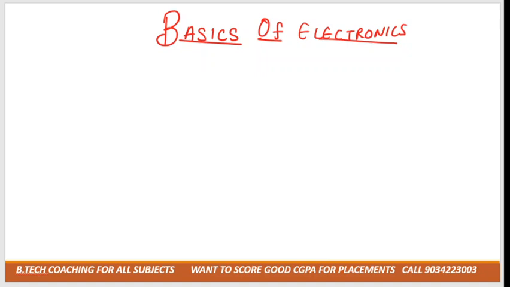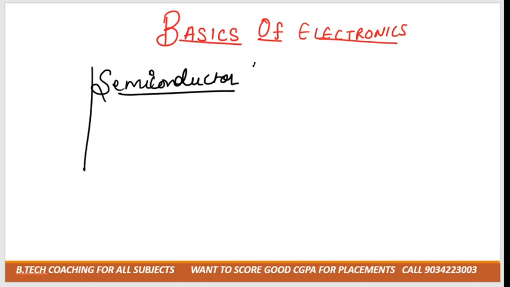Today I am going to teach you about the basics of electronics. Okay, so the basics of electronics basically come from the word semiconductor, right? Semiconductor. So you should know what a semiconductor is. A semiconductor is mainly between the conductor and the insulator. I think you know about it.